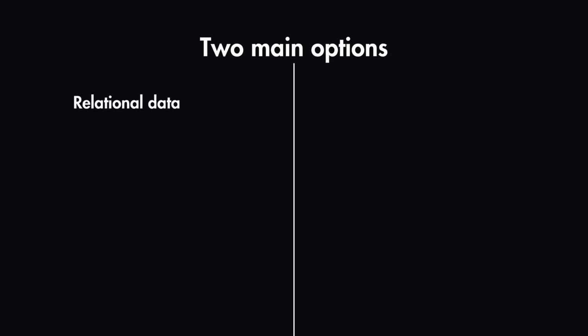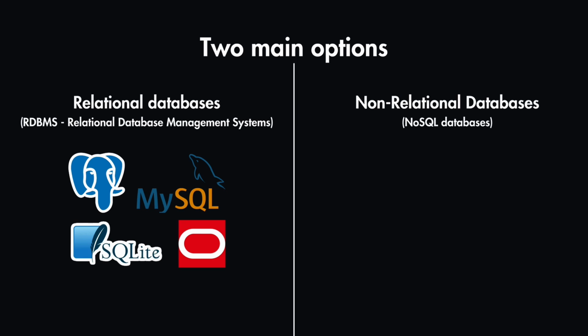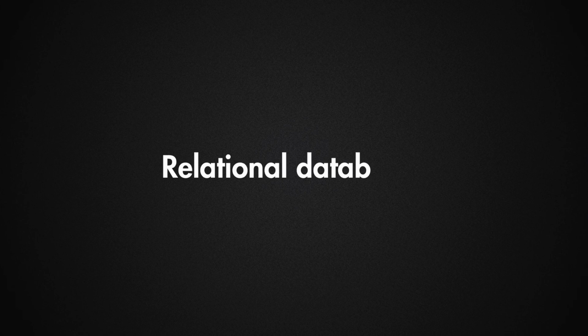When it comes to database selection, there are two main options. The first option is relational databases, or RDBMSs, which are structured in tables and rows. Some popular examples are PostgreSQL, MySQL, Oracle Database, or SQLite. On the other hand, we have non-relational or NoSQL databases. These are suited for applications that require flexibility and fast access to large volumes of unstructured data. Some examples are Cassandra, MongoDB, Redis, or Neo4j.